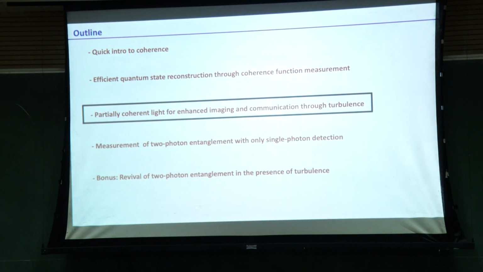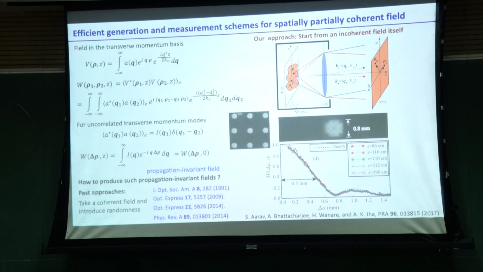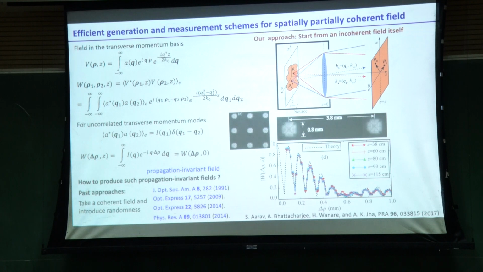Okay, now going to the next one, partially coherent light, and its use in imaging and communication. So we have some way of generating this partially coherent light, and we are able to produce this kind of partially coherent light in the lab. And this is not the regular Young's interference you see, this is actually W. So we can generate W that has this kind of structure.